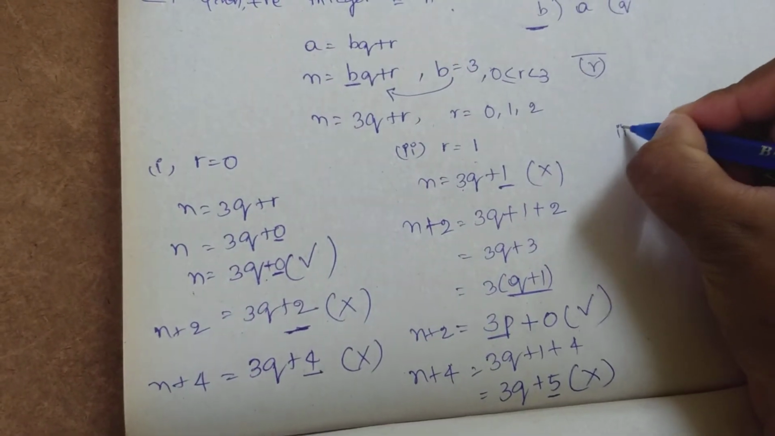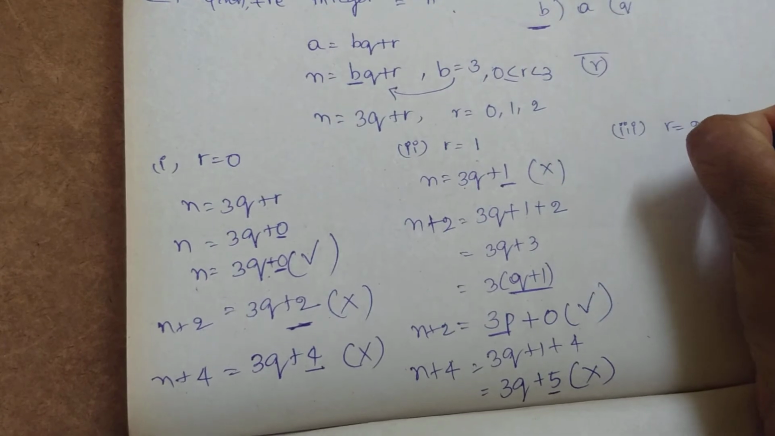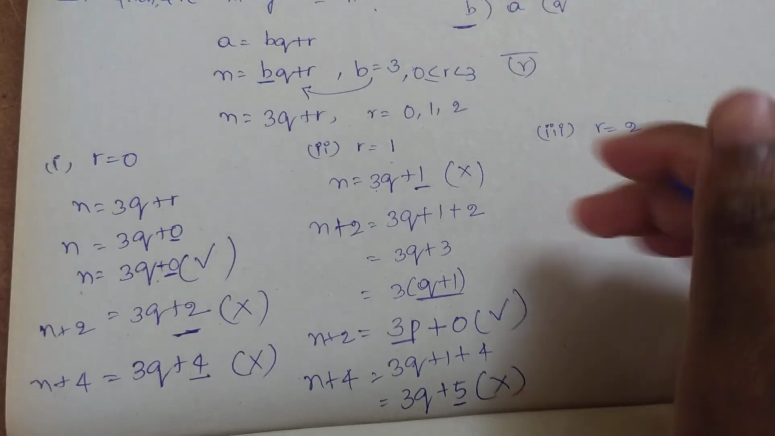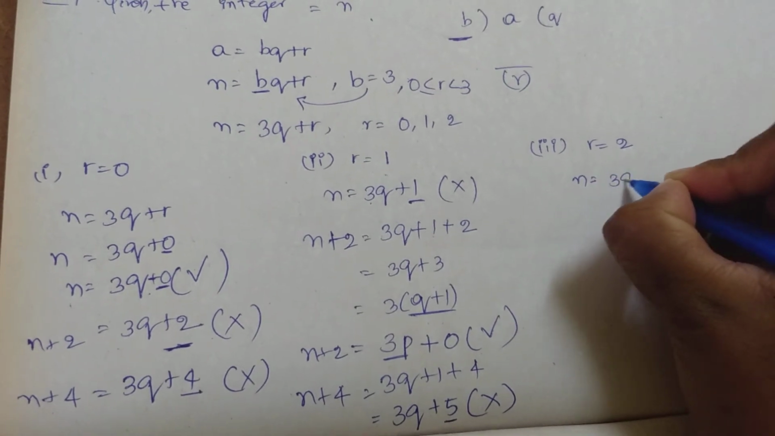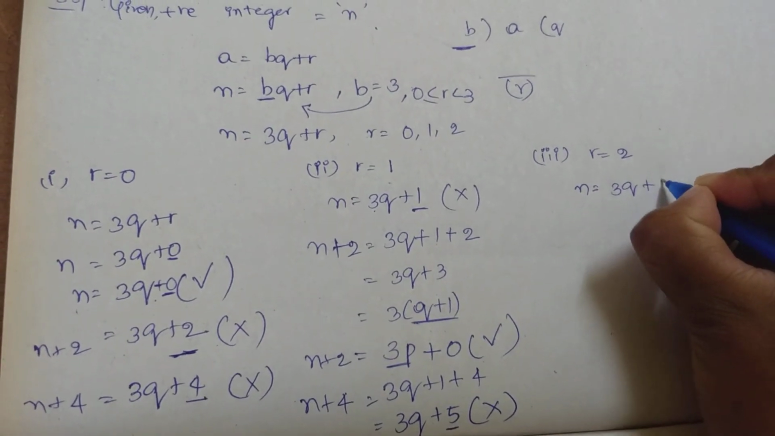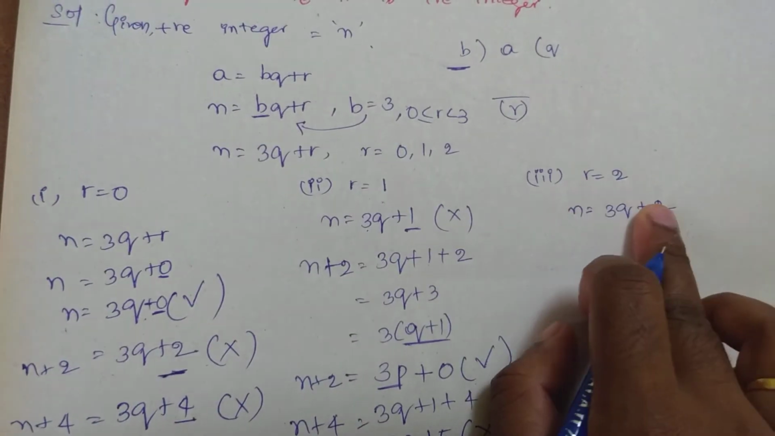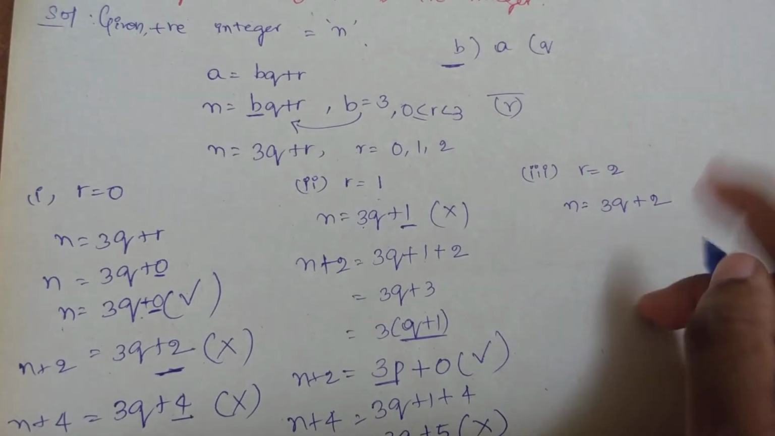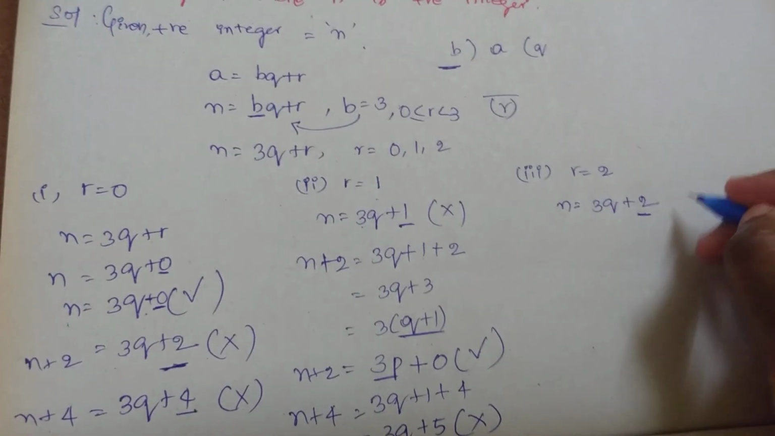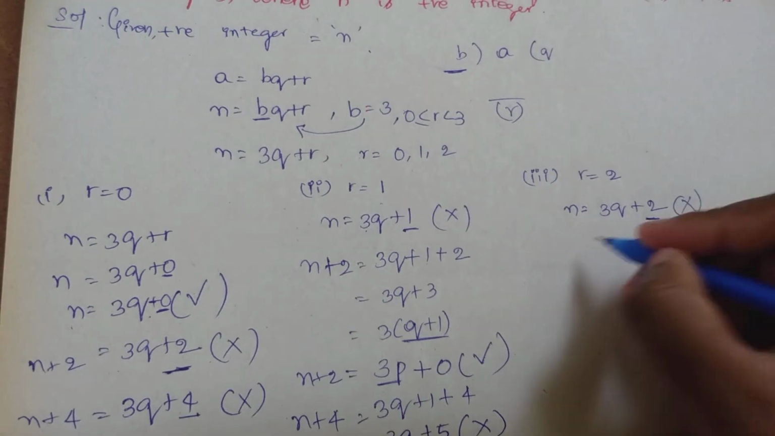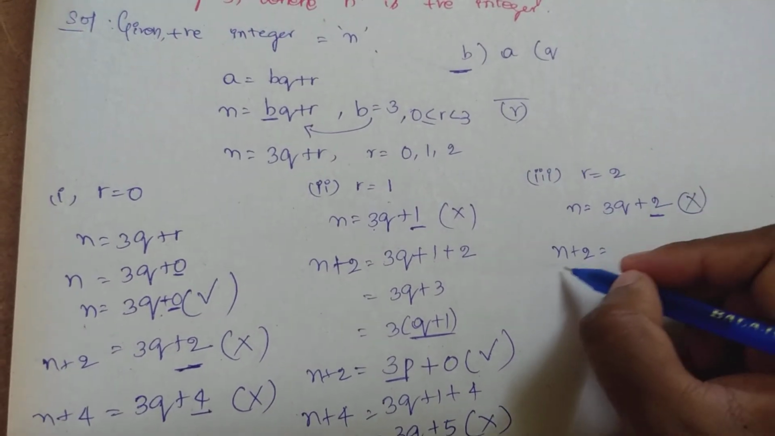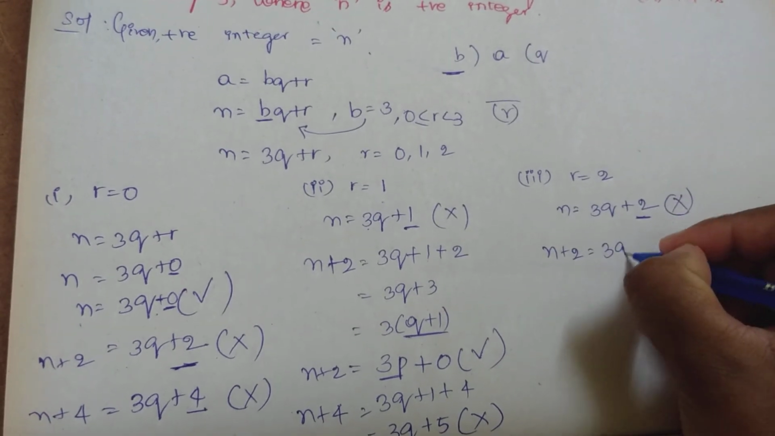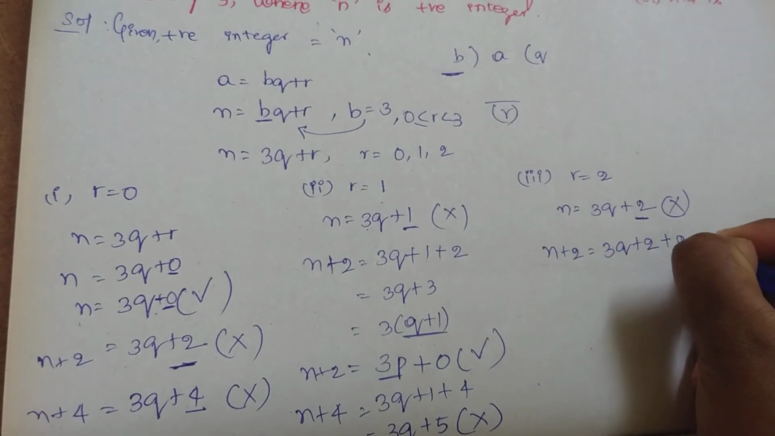Let's move on to case 3, r equals 2. n equals 3q plus 2, because we are applying the remainder in the remainder place. Here the remainder is not 0, hence n is not divisible by 3. Adding 2 on both sides to check the value of n plus 2: 3q plus 2 plus 2.